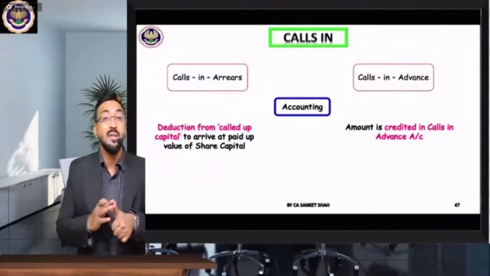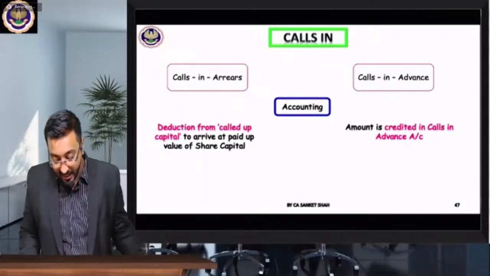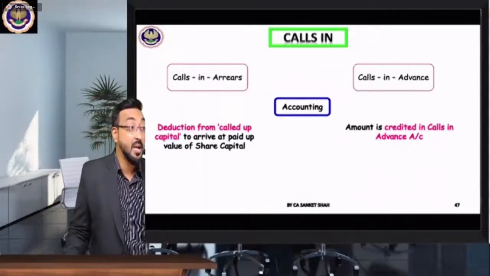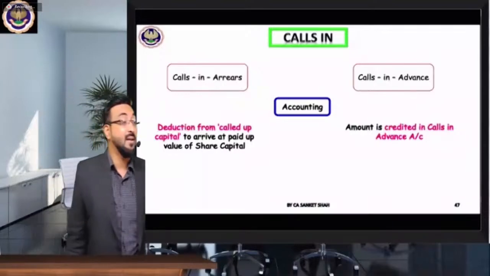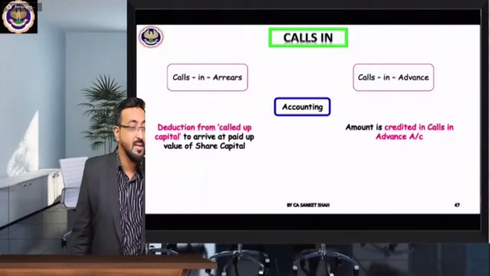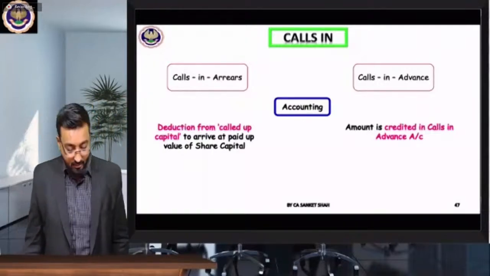It is a liability, because you received an amount which is not yet due. So calls in arrears is an asset. Write down in the comment section: calls in arrears is an asset and calls in advance is a liability. Write down this line.